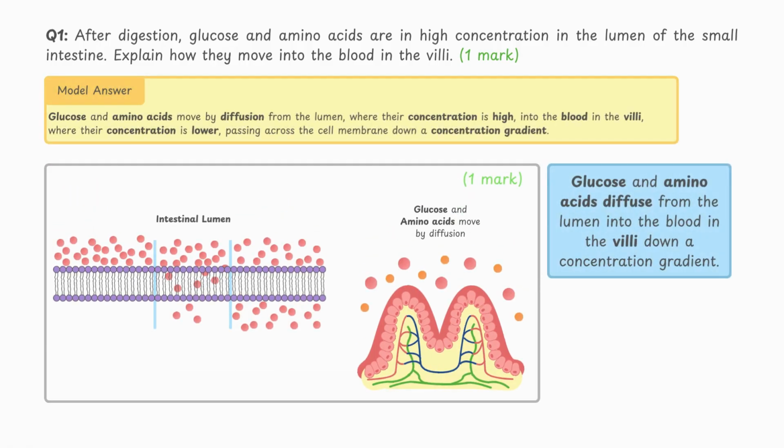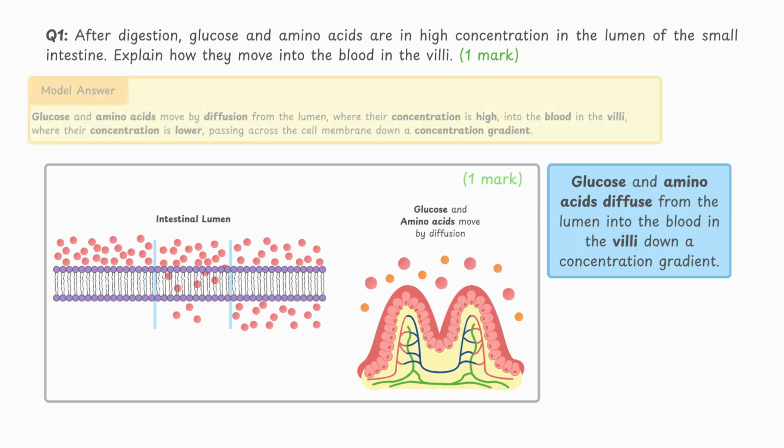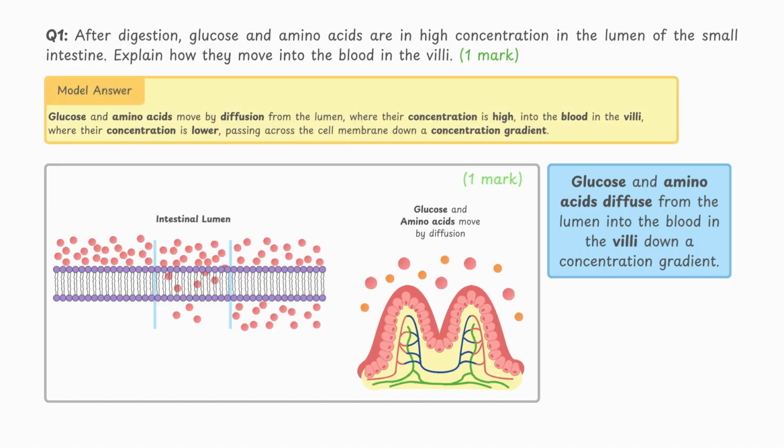In the small intestine, nutrients such as glucose are in high concentration inside the lumen after digestion. In the blood inside the villi, the concentration is lower. Glucose diffuses across the cell membrane into the bloodstream. This movement occurs down the concentration gradient.